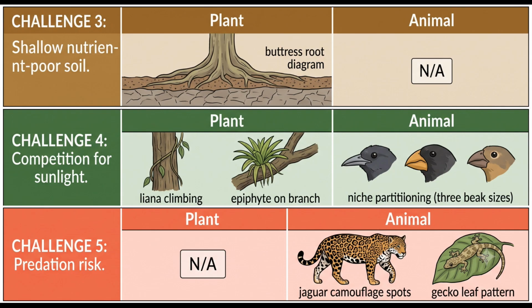Competition for sunlight: many plants fight for limited light in the lower layers. Two plant solutions: lianas, which climb host trees to reach the canopy from the floor, and epiphytes, which live directly in the canopy on their host. Animal solution, niche partitioning, which divides food resources so species do not compete directly, reducing the need to fight for the same space. Predation risk: the dense forest creates both hiding places and hunting opportunities.